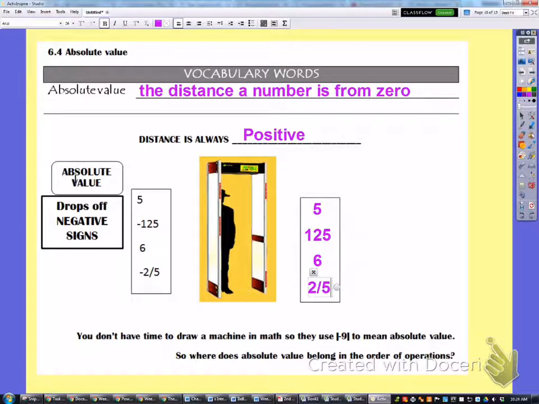So remember, absolute value is the distance from 0, and it's always positive. Do not get confused. A lot of kids think it means opposite, and that's not true. It's just getting rid of negative signs.